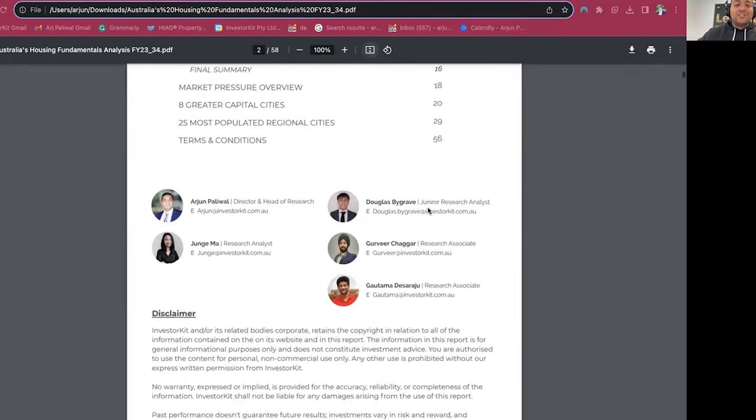So firstly, you'll see on this page, I want to give a shout out to a few people in the team. We've got Jung, our research analyst, Douglas, our junior research analyst, Gravir, our junior research analyst, and Gautam, our junior research associate. These guys have all come together alongside myself as head of research to prepare this report.